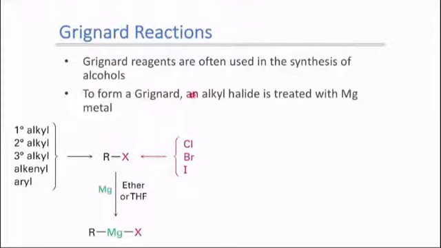And to form the Grignard, we need the alkyl halide, which is treated with magnesium metal. So we can start with any of these alkyl halides. It could be a primary, secondary, tertiary, an alkenyl, or an aryl. And then as long as it's an alkyl halide, it reacts with the magnesium to form our Grignard reagent. So we always have to form our Grignard reagent right before we use it. We can also use any of these halogens. It could be chlorine, bromine, or iodine. So there's a large combination we can do with our Grignard reactions.